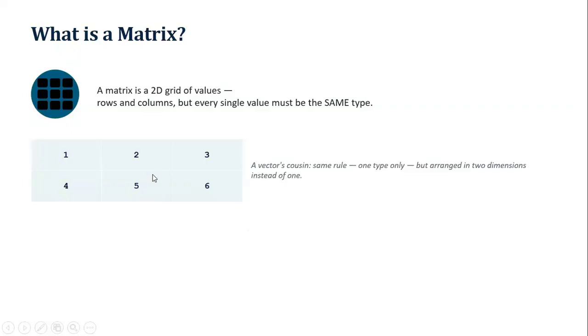A matrix is a 2D grid of values, rows and columns, just like a data frame. But with one strict rule, every single value must be the same type. Think of it as a vector's cousin. Same one type rule you have learned in episode 2, just arranged in 2 dimensions instead of one.